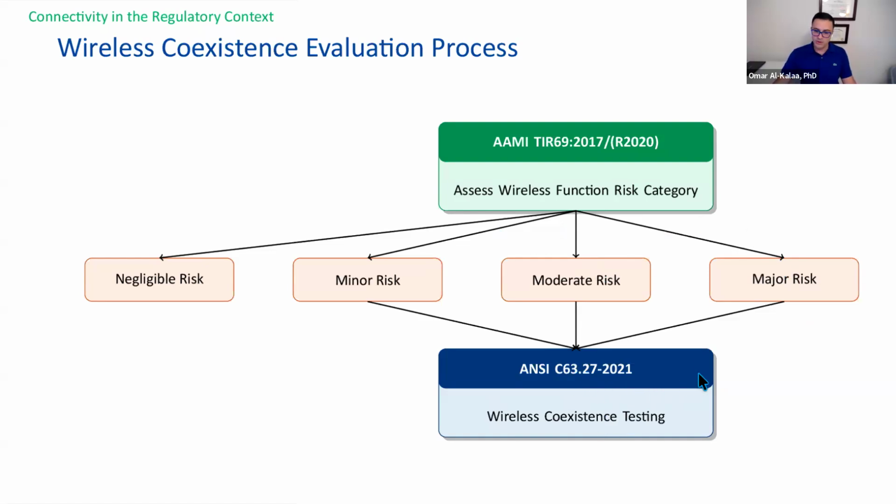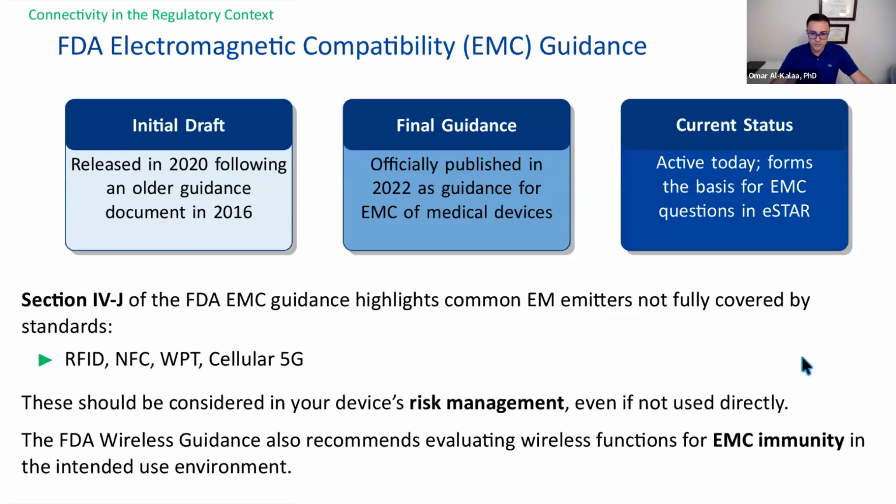So the C63.27 standard specifies two things. The first is a set of test methods for how wireless coexistence testing can be performed. And then it specifies recommended guidance for technology-specific testing. So if you have a Bluetooth device, the standard provides you with specific test signals and test levels, channel occupancy values that you can directly plug into your test system to evaluate your device.